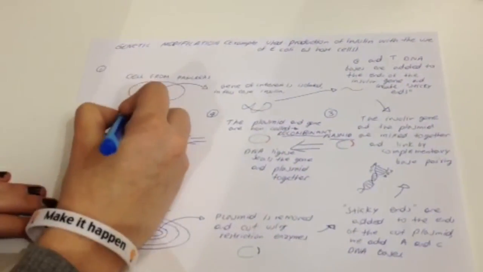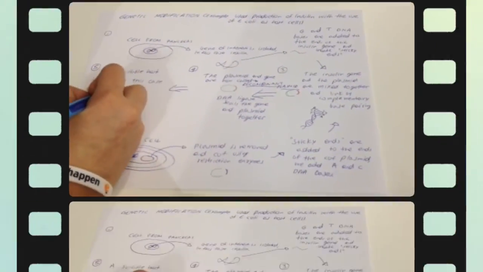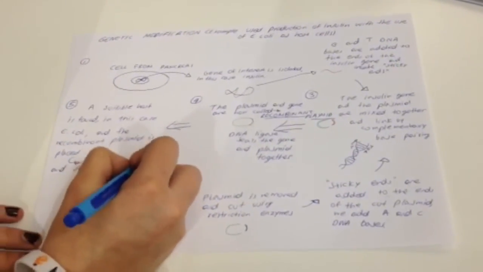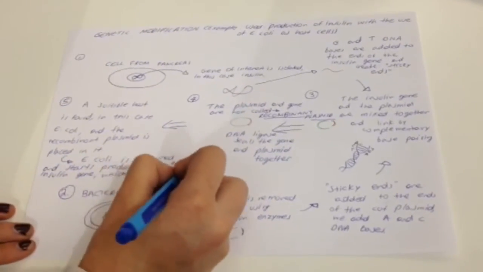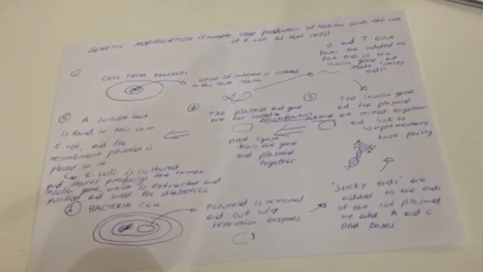Then, DNA ligase is used to seal the gene, the insulin gene, and the plasmid together. And the plasmid and the insulin are now called recombinant plasmid. A suitable host cell is then found, in this case E. coli bacteria was used, and the recombinant plasmid is placed within it. E. coli is cultured and starts producing the human insulin, which is extracted and purified and used for diabetics.